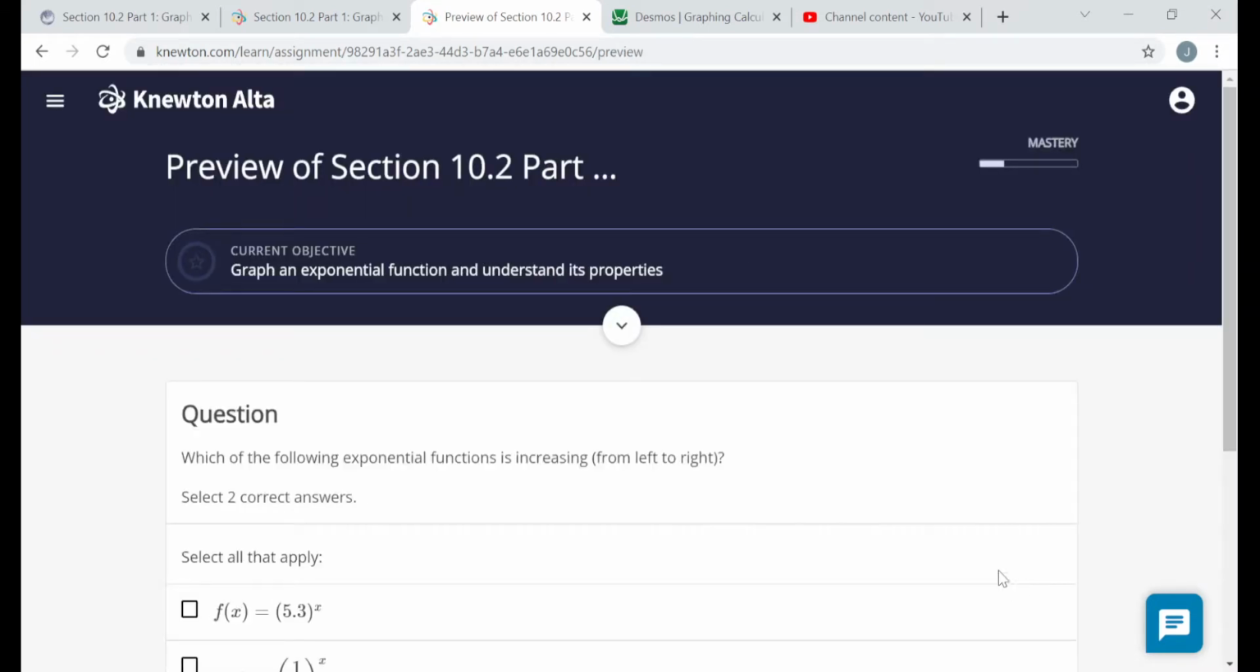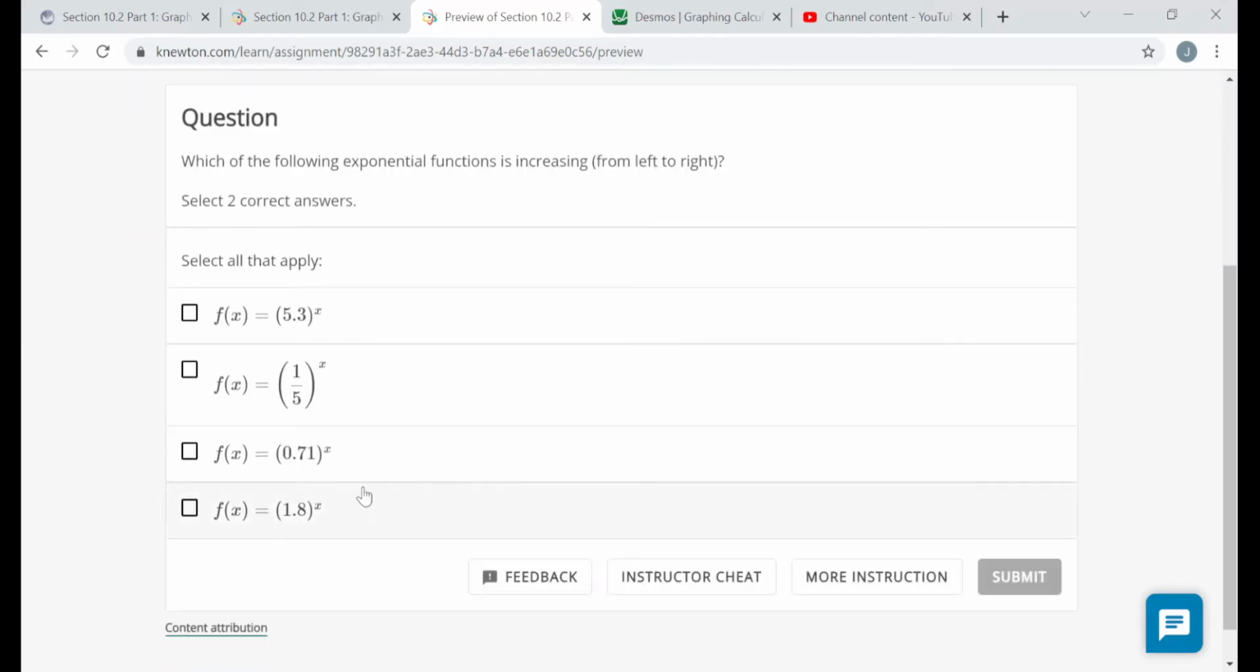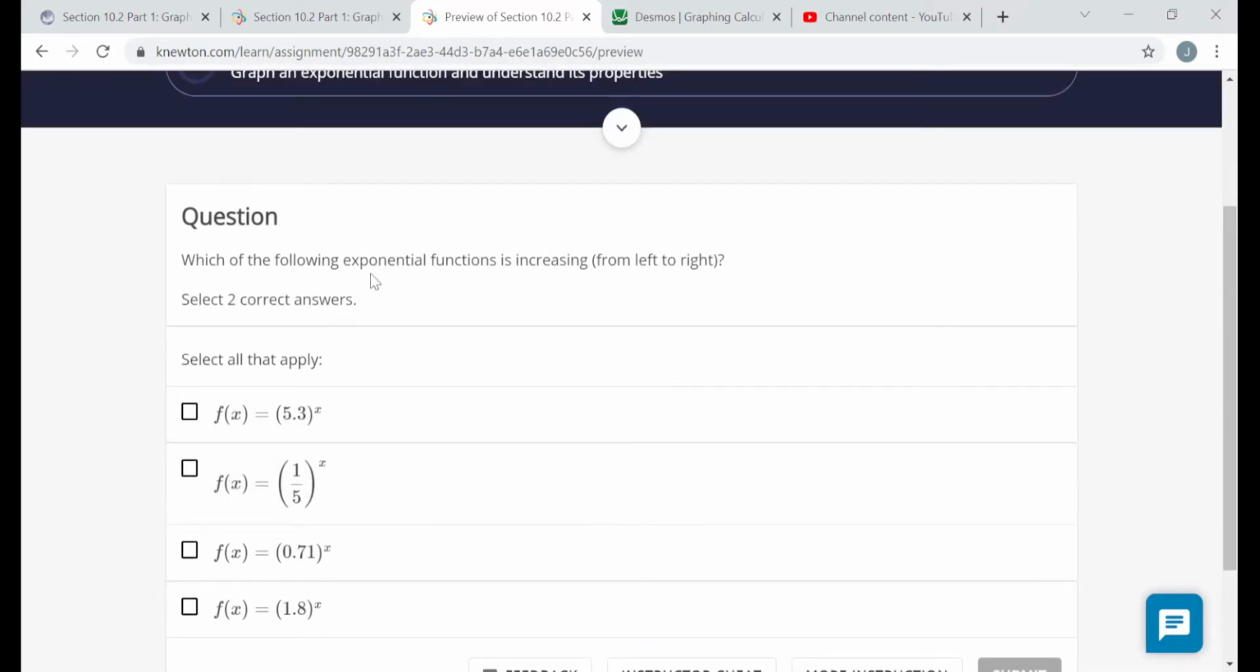Alright, so the other one is now, graph. The other objective is graph an exponential function and understand its properties. Well, I already showed you the properties of an exponential function. Right? Again, we're looking at the basic exponential functions here. Just a number to the x power, some positive number base to the x power. And they're asking us here, which of the following exponential functions is increasing, right, from left to right? Remember, I wrote this up earlier, before the first question.